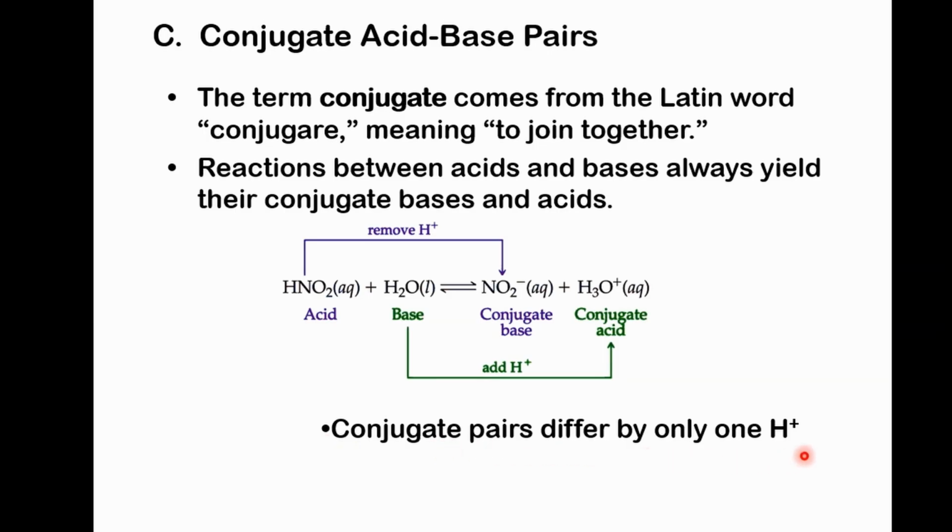Here's what you want to remember. Whenever you want to assign these things, conjugate acid-base pairs differ by only one proton. So this thing and this thing differ by one proton. Nitrite ion and this nitrous acid. Here's water and here's hydronium. They differ by one proton. These two things differ by 3 protons. So a lot of times this will keep you from getting tripped up in assigning conjugate acid-base pairs.